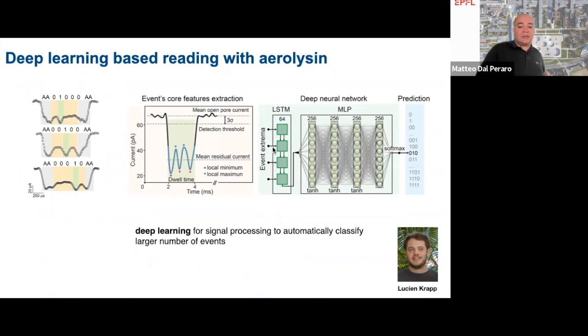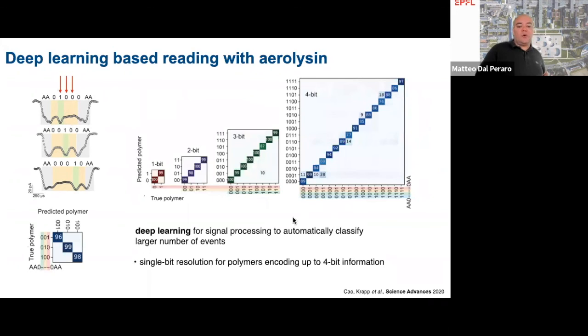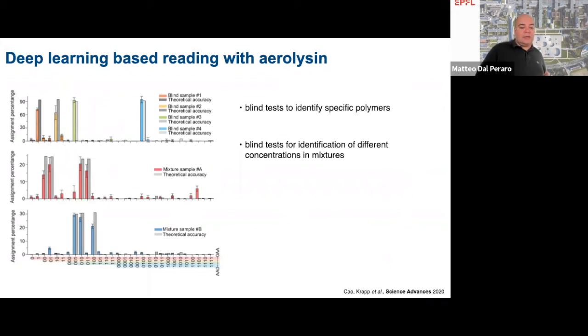the current readout, and then we pass this through a deep neural network trained on multiple polymers that we designed to eventually classify polymers that can encode information up to 4 bits of information, like in this one, from 1, 2, 3, 4 bits of information. And actually, this is so predictive that we can run a really blind test sample with many different polymers, retrieving actually the right composition, and also run a random mixture of these polymers together, predicting very well their relative ratio, as you can see.